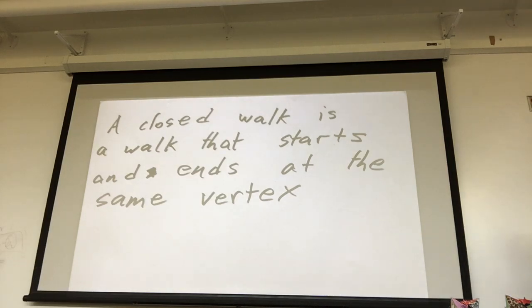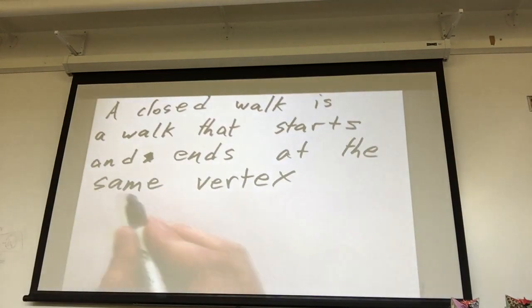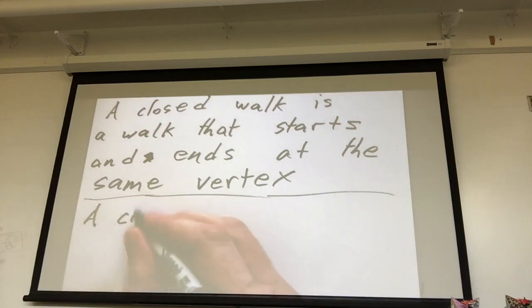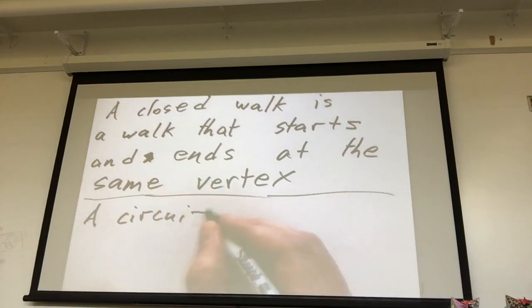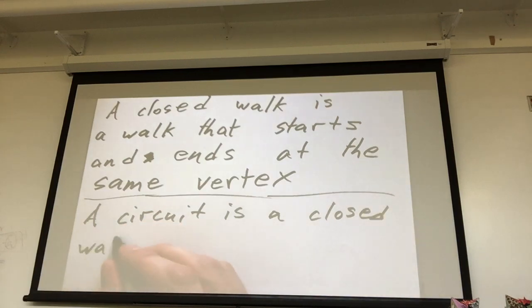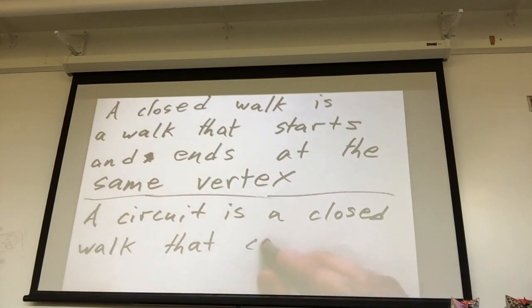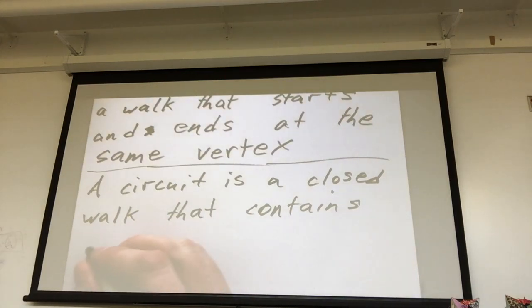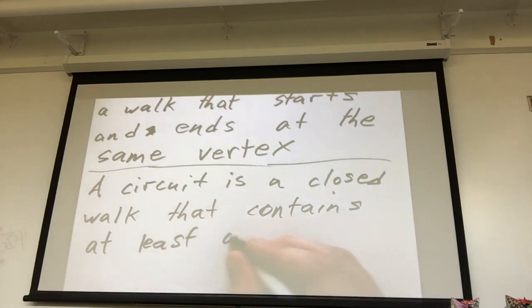So we're adding extra conditions on here, right? So besides a closed walk, a circuit is a closed walk that contains at least one edge.